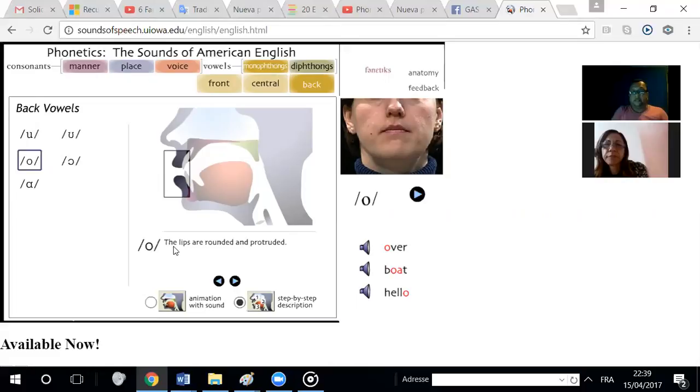Again, please, the lips. The lips are rounded and protruded. Perfect. Oh, the vocal folds are abducted and vibrating. Wow, perfect.